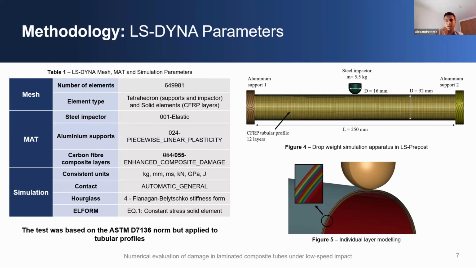On the right, you can see the numerical test apparatus, which was based on the ASTM D7136, which is a mouthful, let's say, but instead applied to tubular profiles with the drop weight test method, securing the tube at each end. One very important detail that you can see in figure 5 is that I modeled the 12 composite layers individually so that they could be evaluated separately. This will be very important.